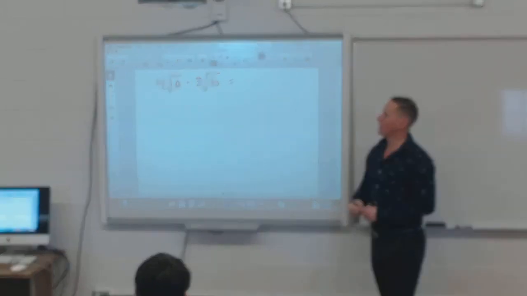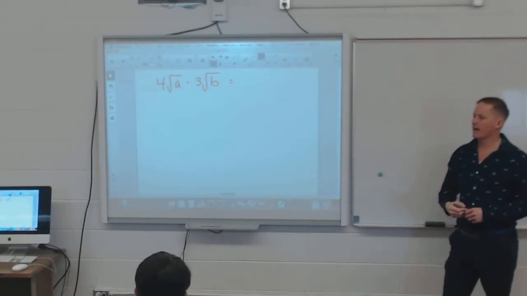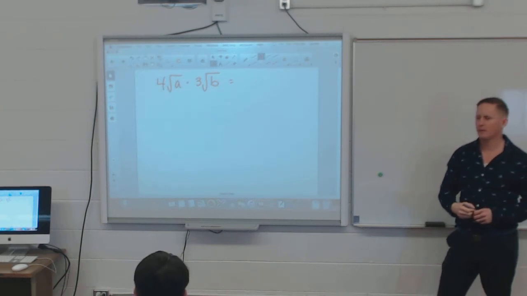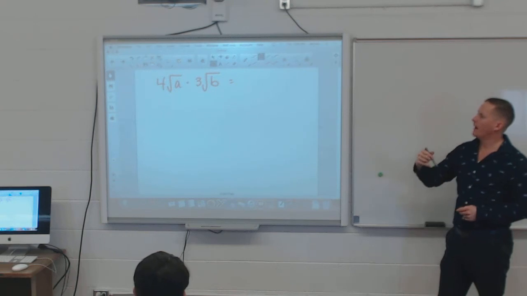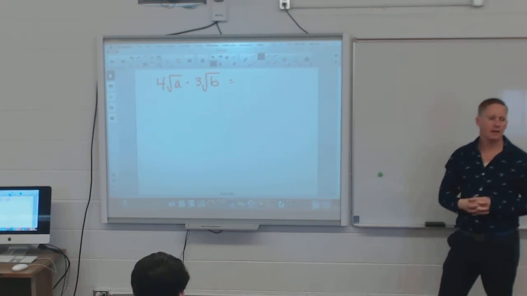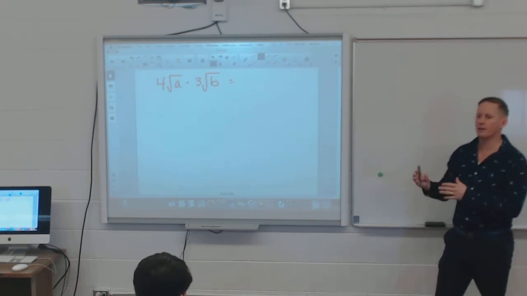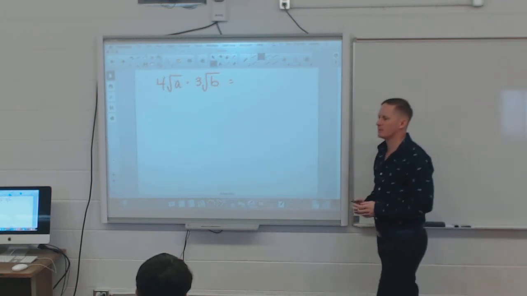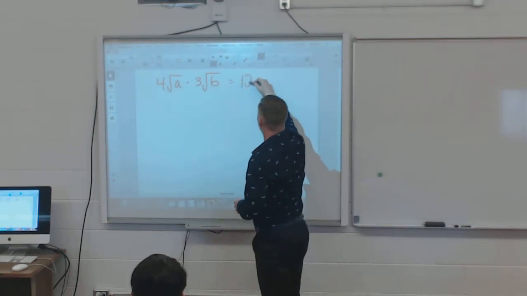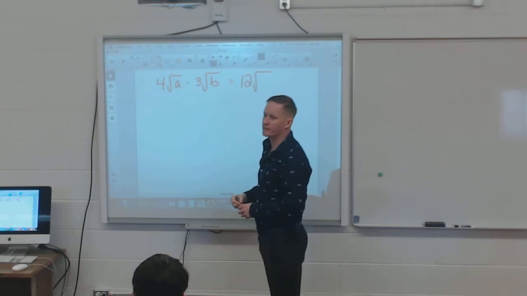4 square root A times 3 square root B. So A and B both gotta be greater than or equal to 0. And I want to put them as a single radical. So I times the whole numbers together. So 4 times 3 is 12, and then I times the square root guys by themselves.